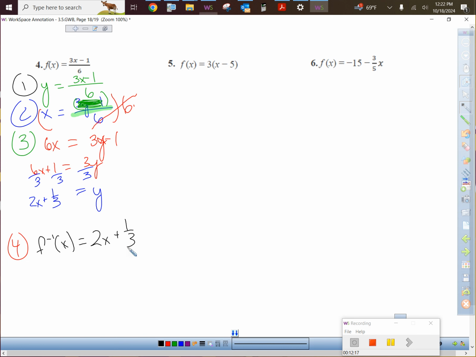So pretty neat. Another little weird boy here. A lot of people think they should distribute the 3 through the parentheses. You totally can. There's nothing wrong with it. I'll show you how to deal with it if you don't want to distribute. So same old starting moves.